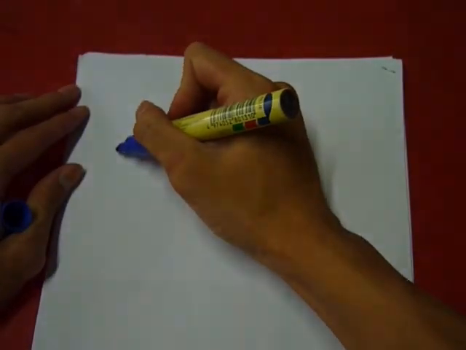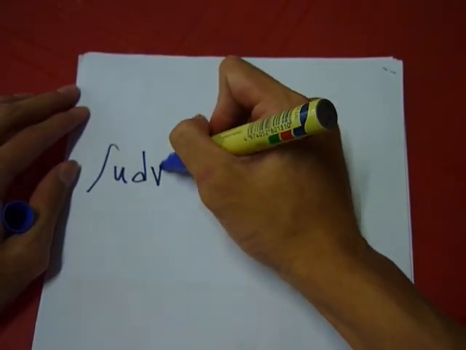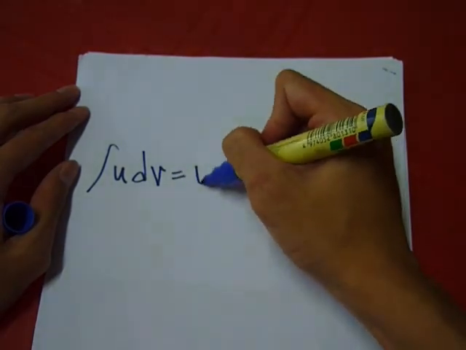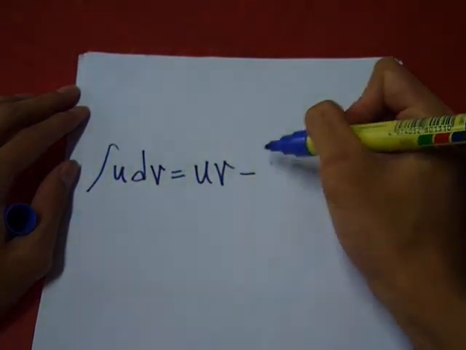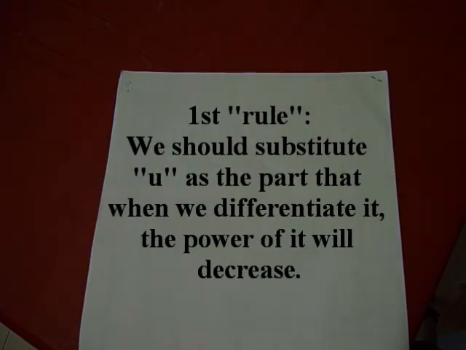Today we want to introduce integration by parts. The formula for integration by parts is integration u dv equals uv minus integration v du. There are some rules to apply this formula. First, we should let u be the thing that, when we differentiate it, its power will decrease.